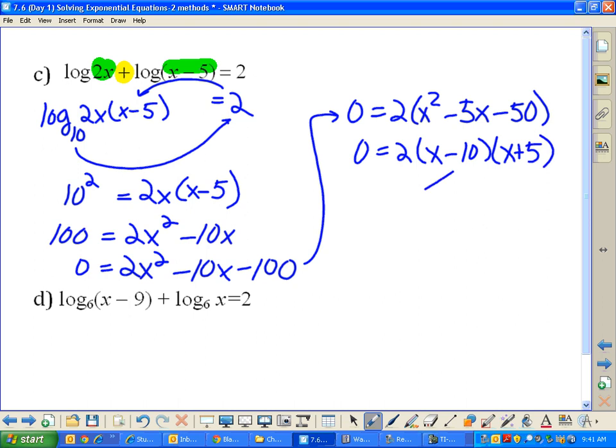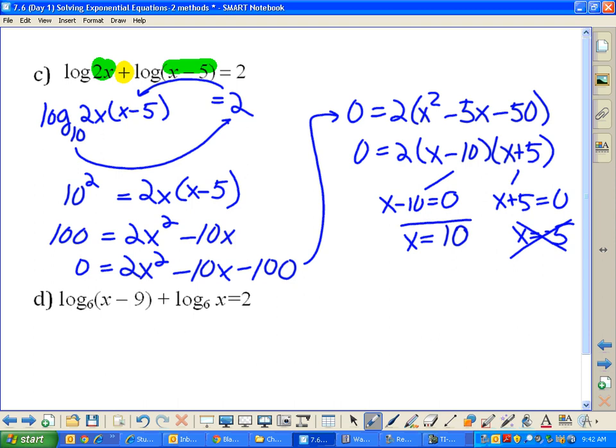I use my zero product property to set x minus 10 equal to 0 and x plus 5 equal to 0. Add 10 to both sides, subtract 5 from both sides. I know tentatively speaking my two answers are 10 and negative 5, but upon further review, I plug in negative 5 and I'm like, oh man, that makes me take a log of a negative number. So that guy doesn't work. The final answer to this problem is 10.